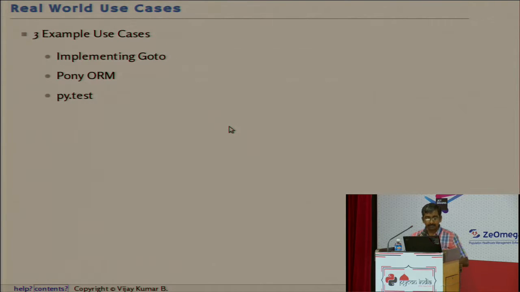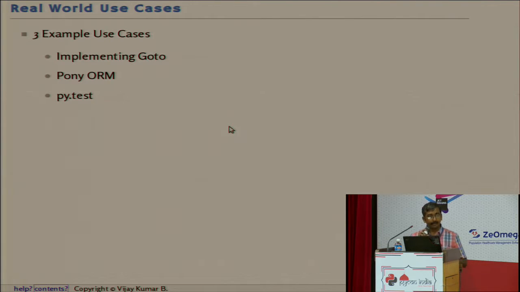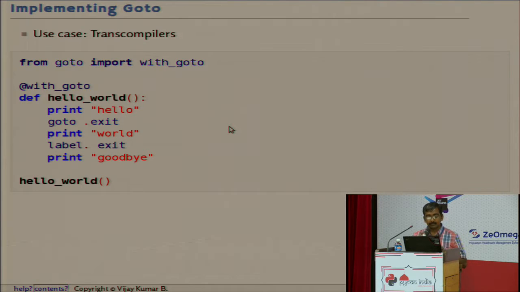So let's see some real-world use cases for this. The transformation can happen at both the AST level and the bytecode level. We'll be looking at some of these transformations at the bytecode level. There are some real-world use cases for this. One is implementing goto in Python, and another is an ORM called Pony ORM, which uses bytecode manipulation. And there is PyTest, which also does something similar. So let's see some of these use cases.